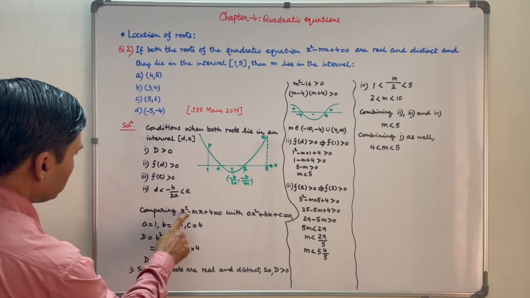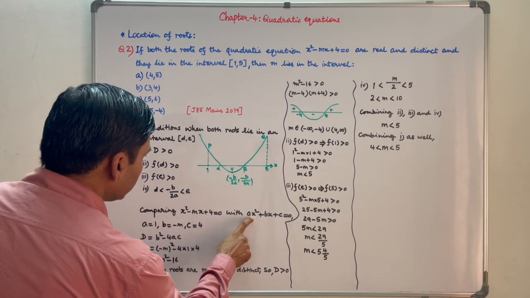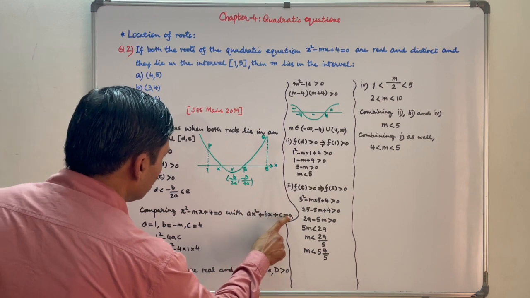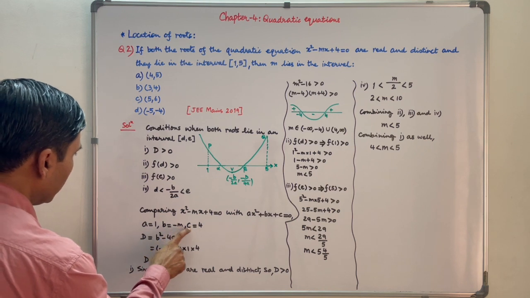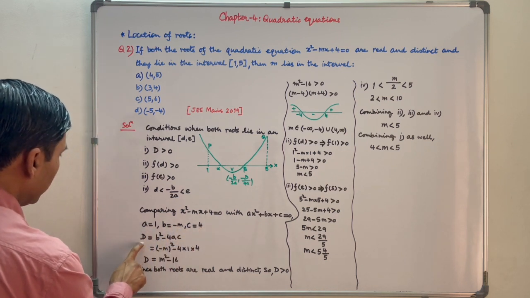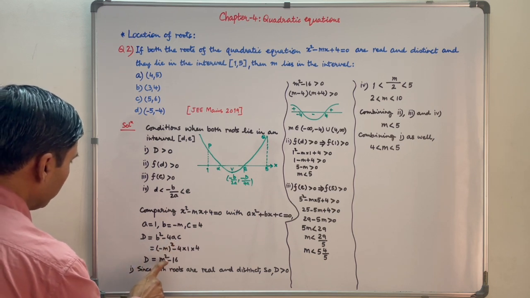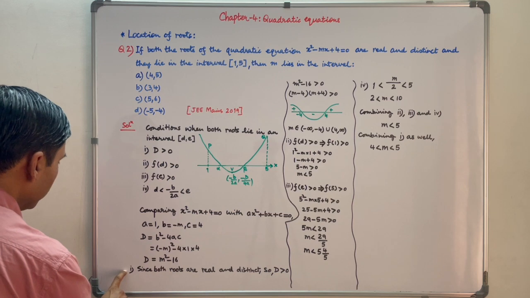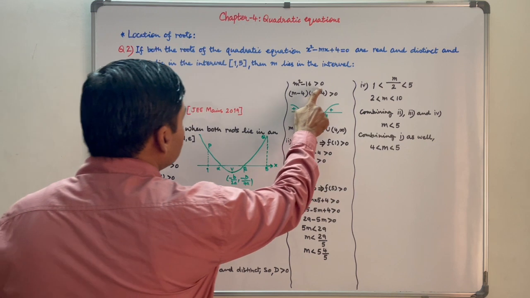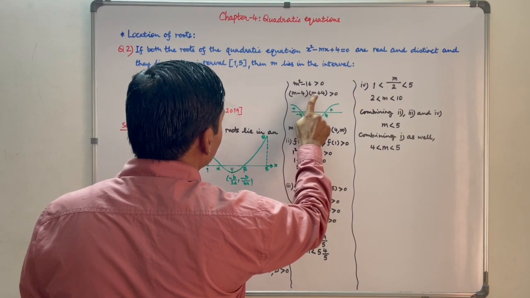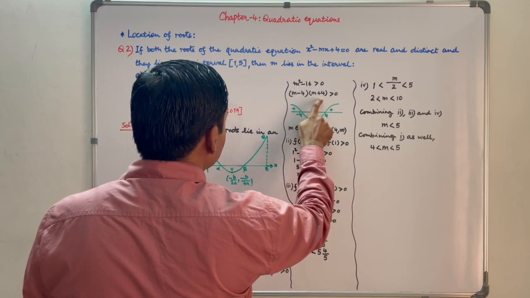Compare the given quadratic equation x square minus mx plus 4 equal to 0 with ax square plus bx plus c equal to 0. So a is equal to 1, b is equal to minus m and c is equal to 4. Discriminant D is equal to b square minus 4ac, so D is equal to m square minus 16. Condition 1 says D is greater than 0. So m square minus 16 is greater than 0, or (m minus 4)(m plus 4) is greater than 0. Critical points are plus 4 and minus 4.